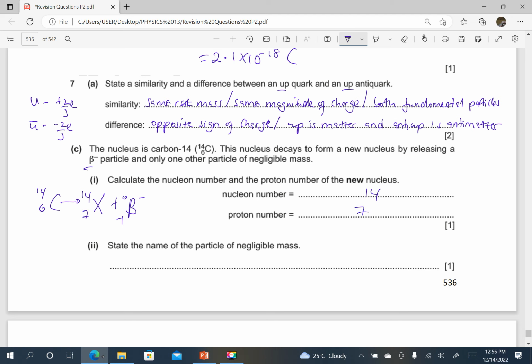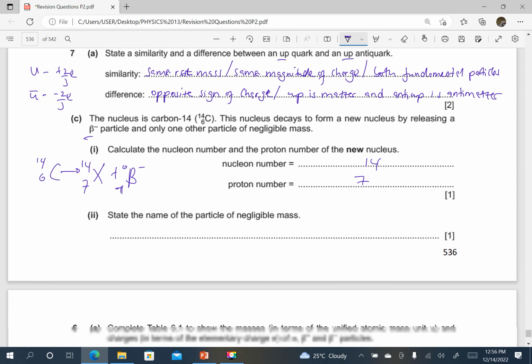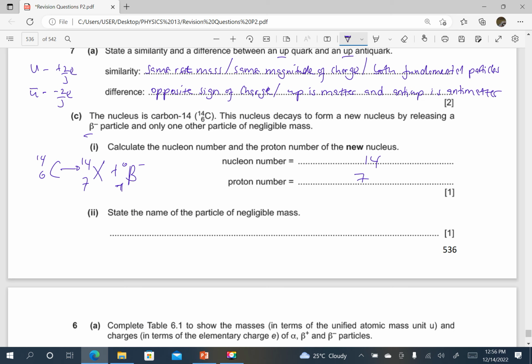So on the left, proton number is 6, and on the right, total proton number is also 6. So the name of the particle of negligible mass: since it is a beta minus particle, it is accompanied by an anti-neutrino, because beta minus is an electron. It is accompanied by an electron anti-neutrino. So the other particle is anti-neutrino or electron anti-neutrino.